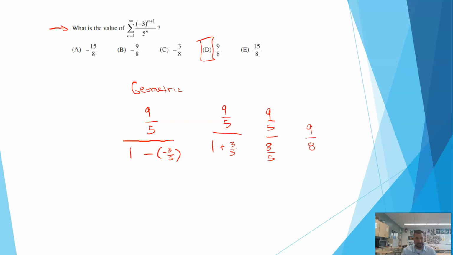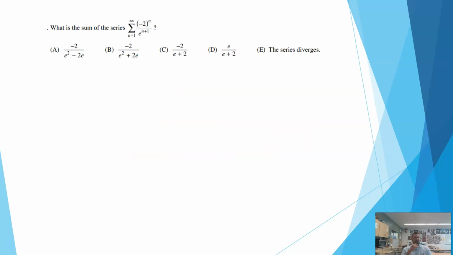Again, it's geometric. Let's take a look at another geometric one. What is the sum of this series? Okay. Again, I need my first term, so I've got negative 2 to the first power over e squared. 1 plus 1 is 2. That's my first term. Over 1 minus my common ratio, which is whatever's being raised to the nth or n plus 1 power on the top and bottom. I get negative 2 over e. So I've got negative 2 over e squared.